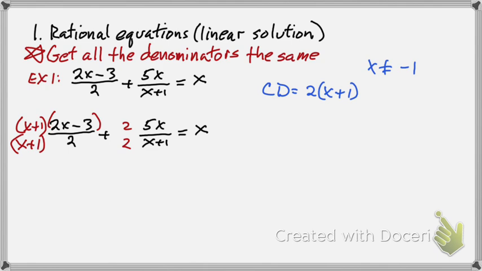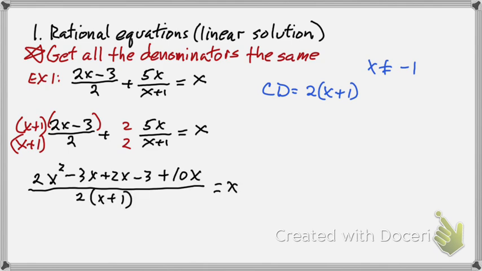So I start making my denominators the same. I multiply the 2 times x plus 1, and then I multiply the 2x minus 3 by x plus 1. So in other words, I'm just multiplying by 1. And the second fraction, I'm multiplying the denominator by 2 and the numerator by 2. That'll make both of those denominators the same.